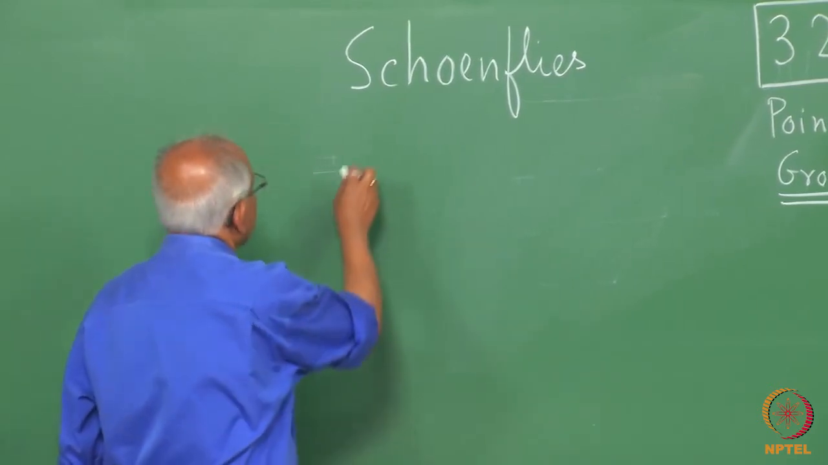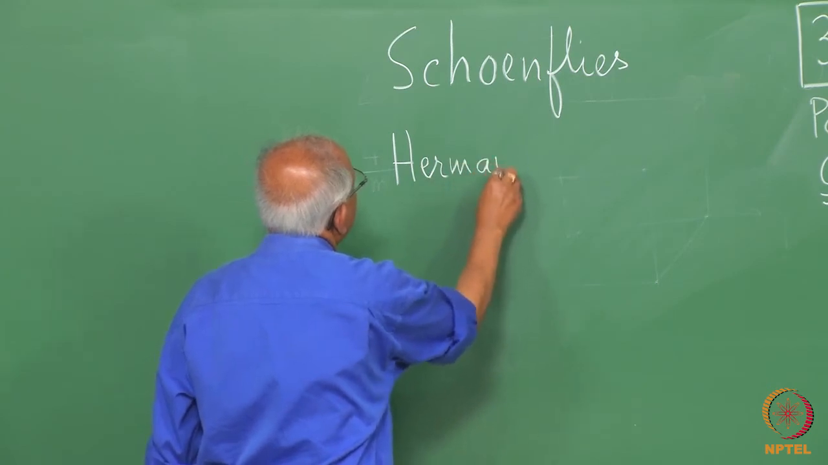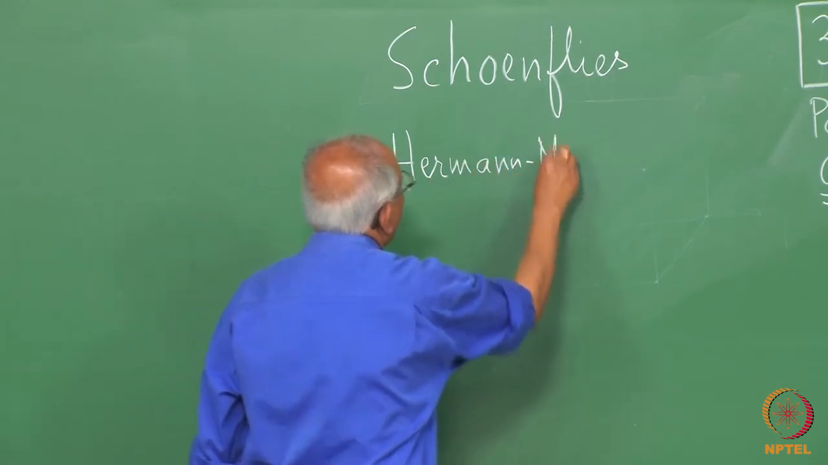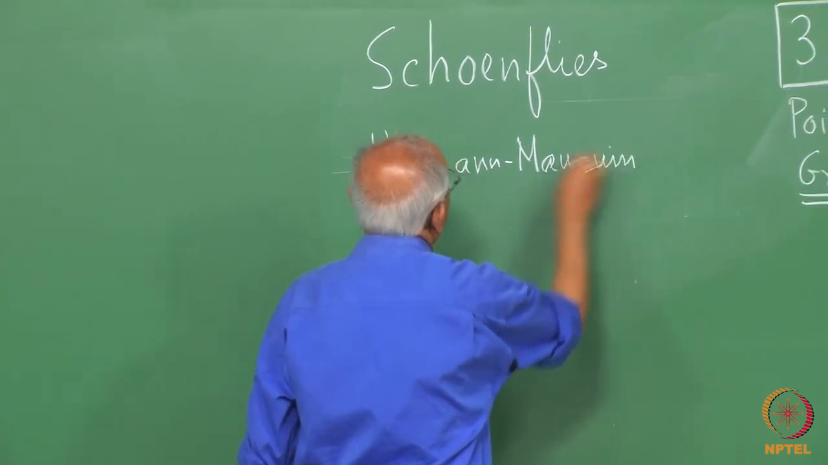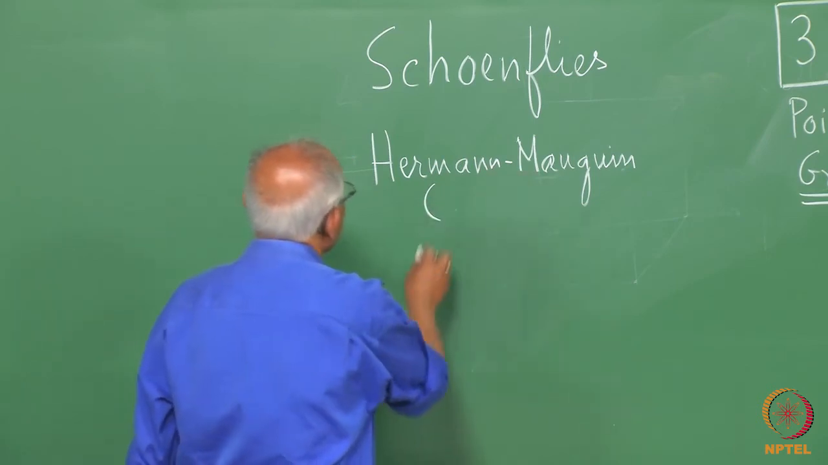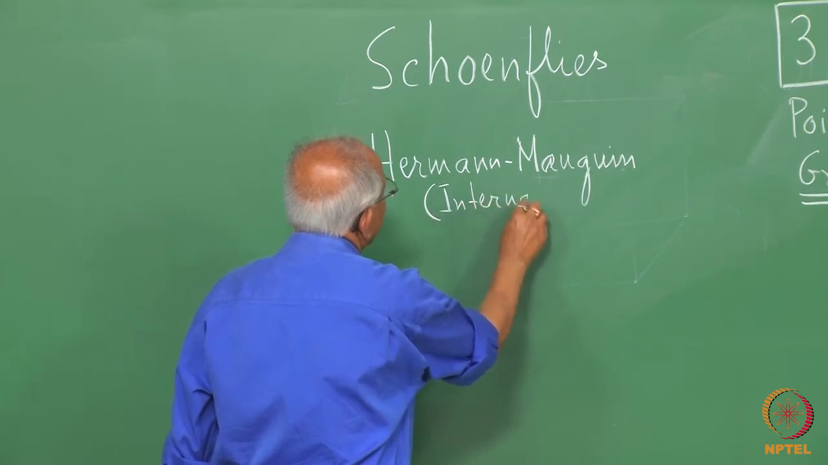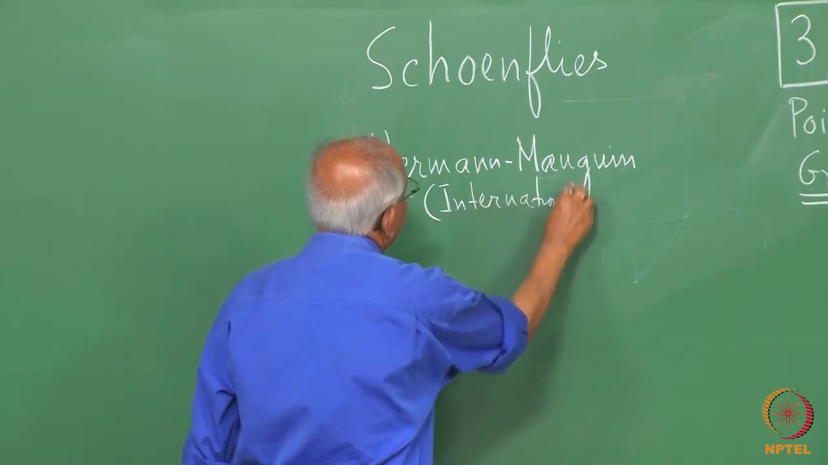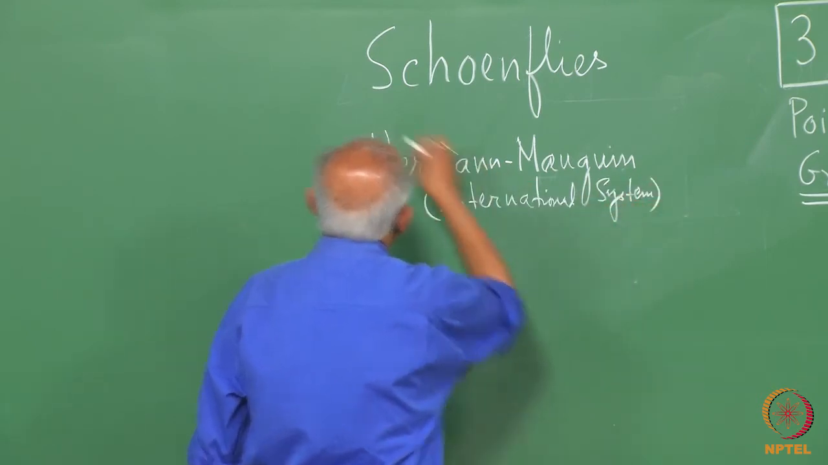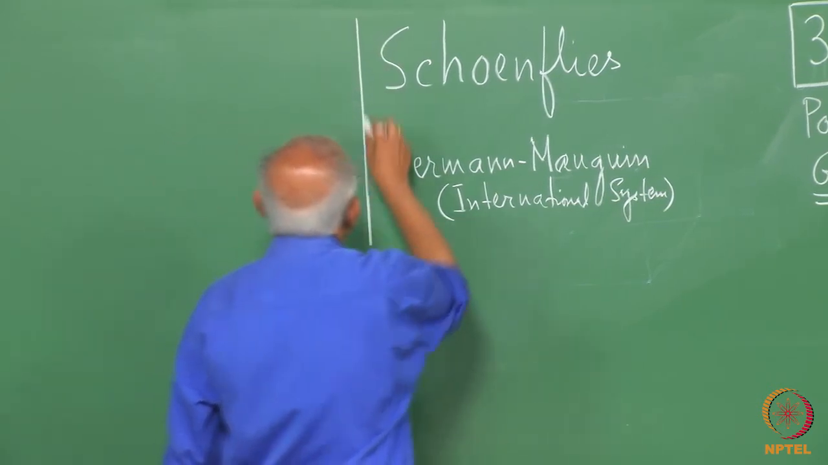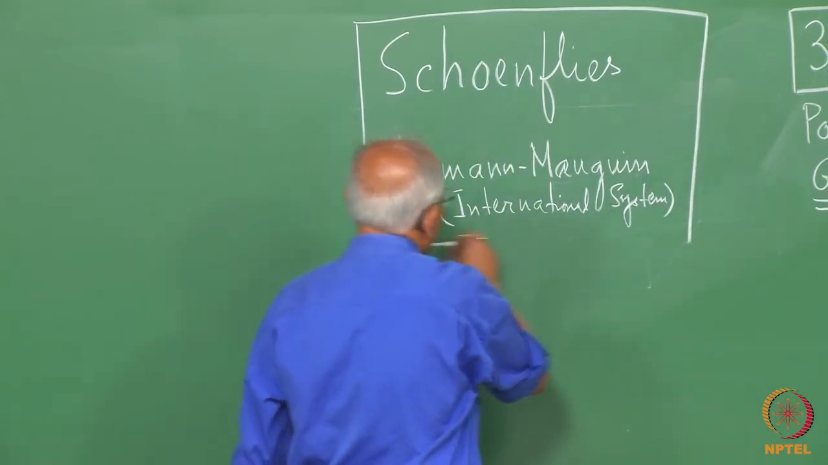And the newer system is known as the Hermann-Mauguin system. This second one is also known as the international system. So, following these systems, point groups have been given certain nomenclature.